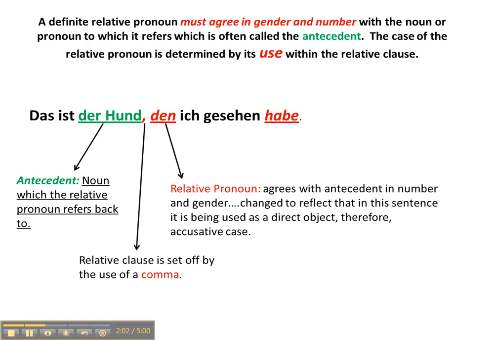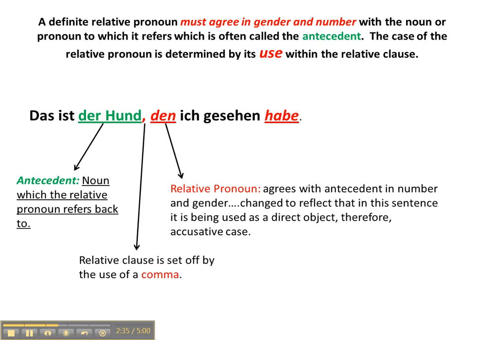so we basically start with der Hund, or der, as the relative pronoun for it, but then it also has to be changed to reflect how it's being used in this sentence. So in this sentence, if we were to put this in a normal order, ich habe den Hund gesehen, you'll see the Hund is the direct object. So therefore, the der that is representing the Hund changes to den, and that's our relative pronoun.